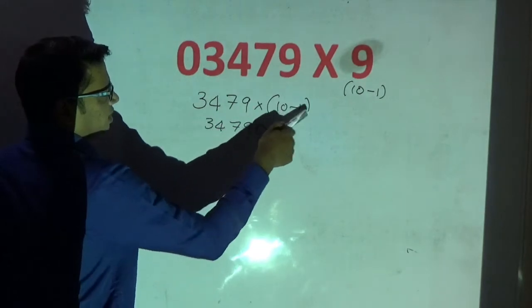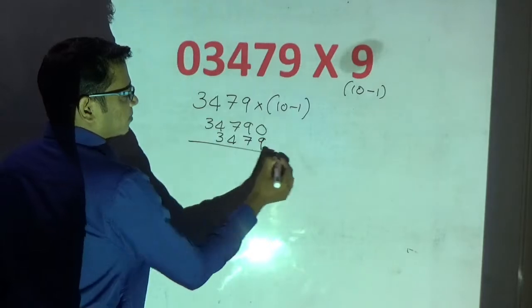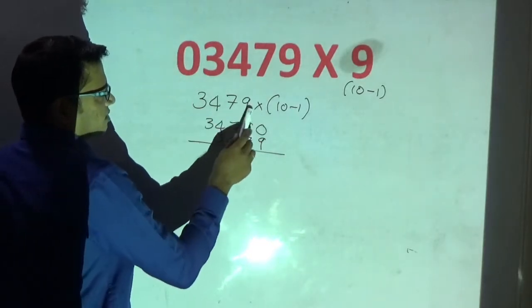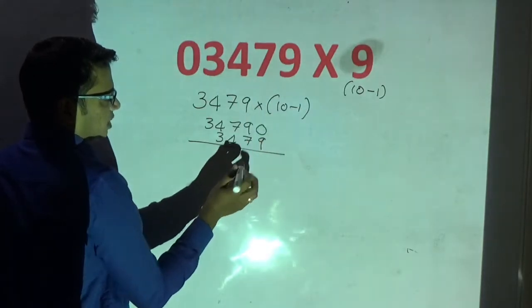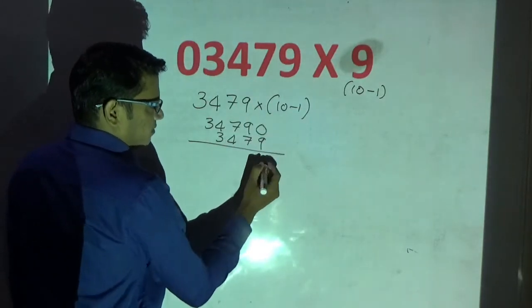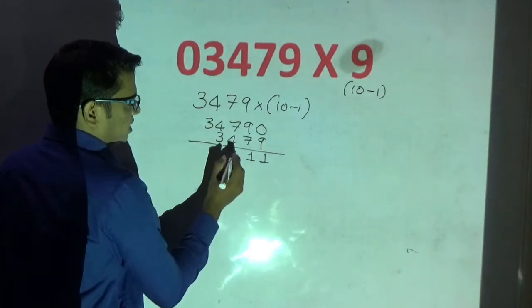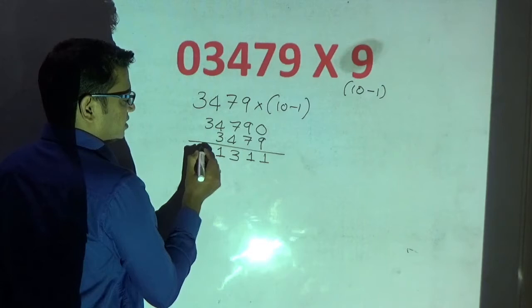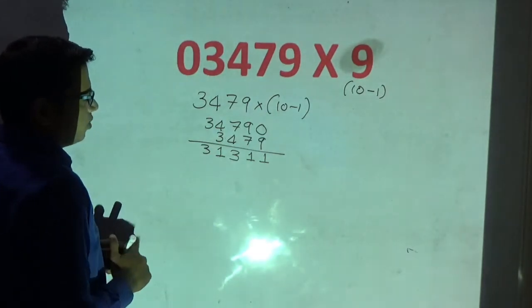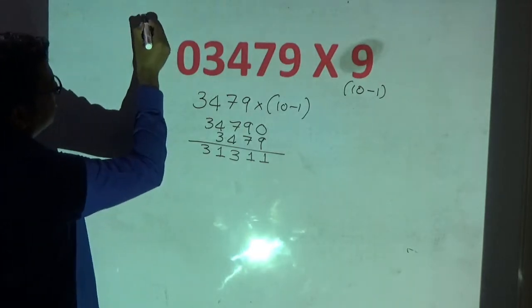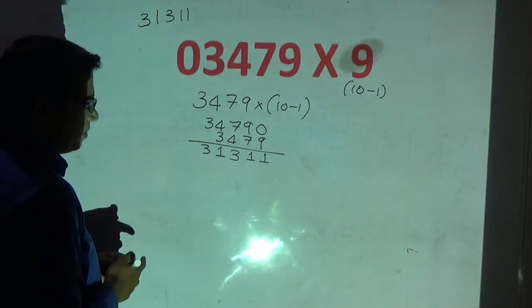Then 3479 into minus 1 is 3479. That I have to subtract from the number multiplied by 10. Then you will get the answer. 10 minus 9 is 1. This 8, 8 minus 7 is 1. This is 7 minus 4 is 3. This is 1. This is 3. The answer for this example is 31311. Hope you understood. Okay, I will explain one more method here.